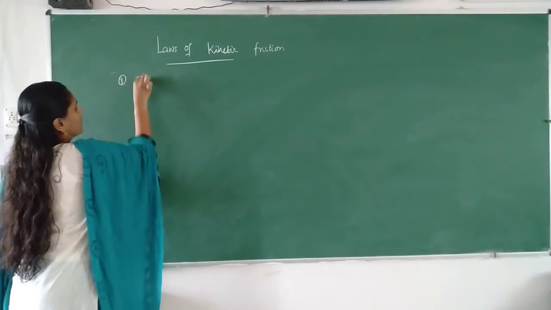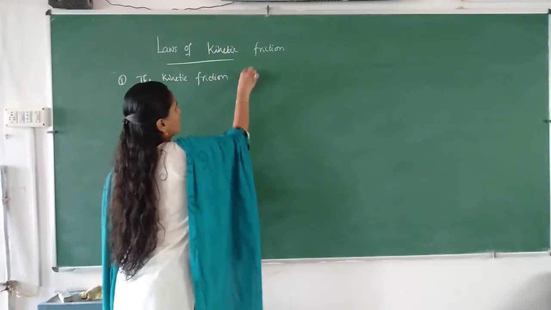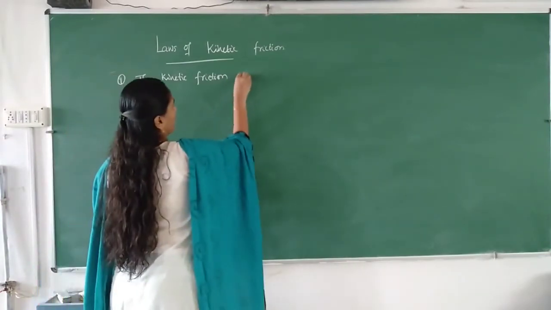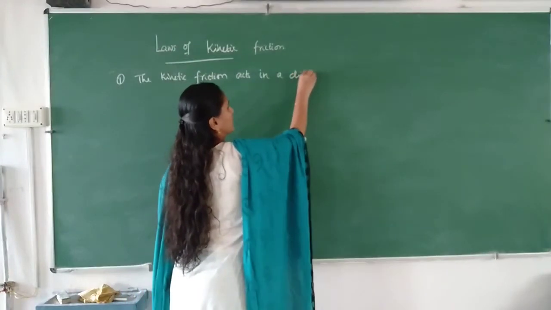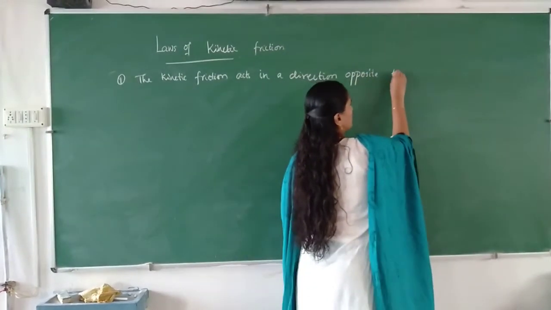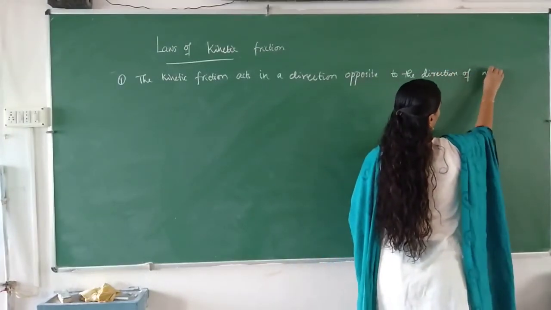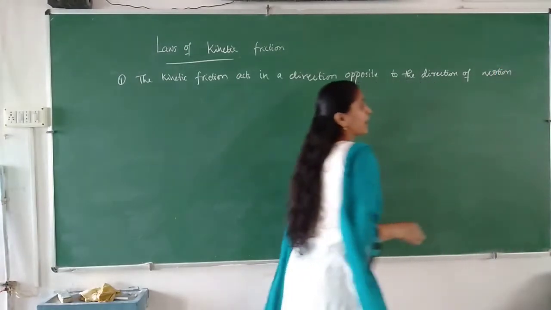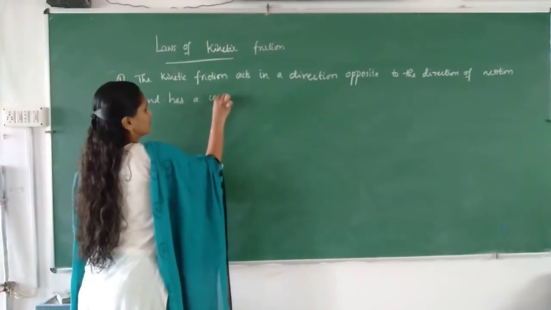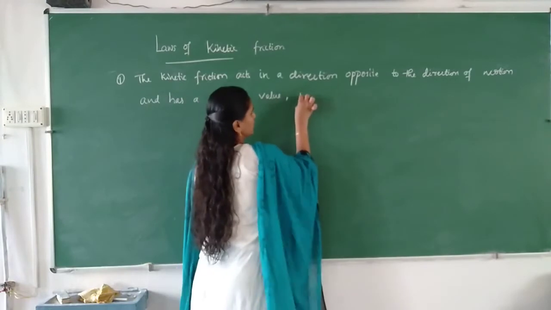The first one: the kinetic friction opposes the direction of motion, or acts in a direction opposite to the direction of motion, and has a constant value which depends on the nature of the surface.